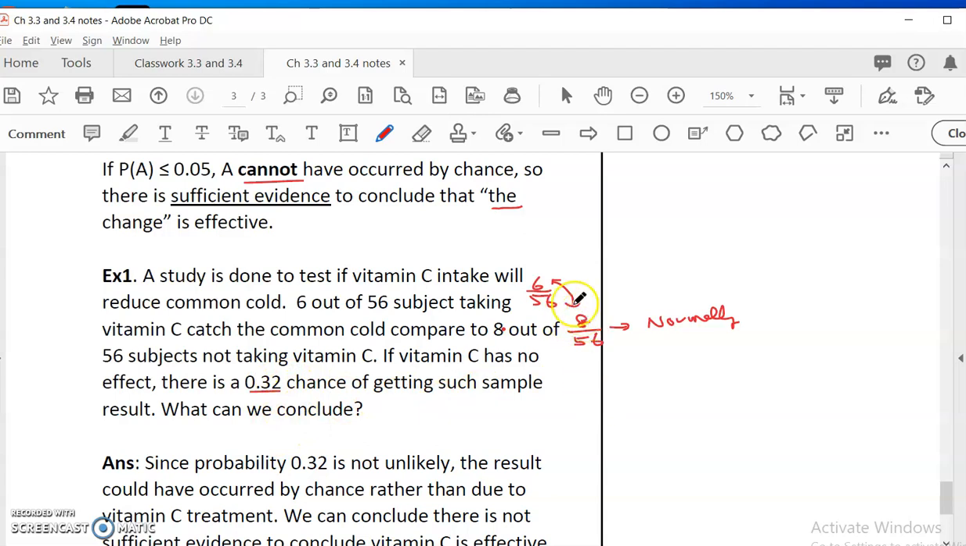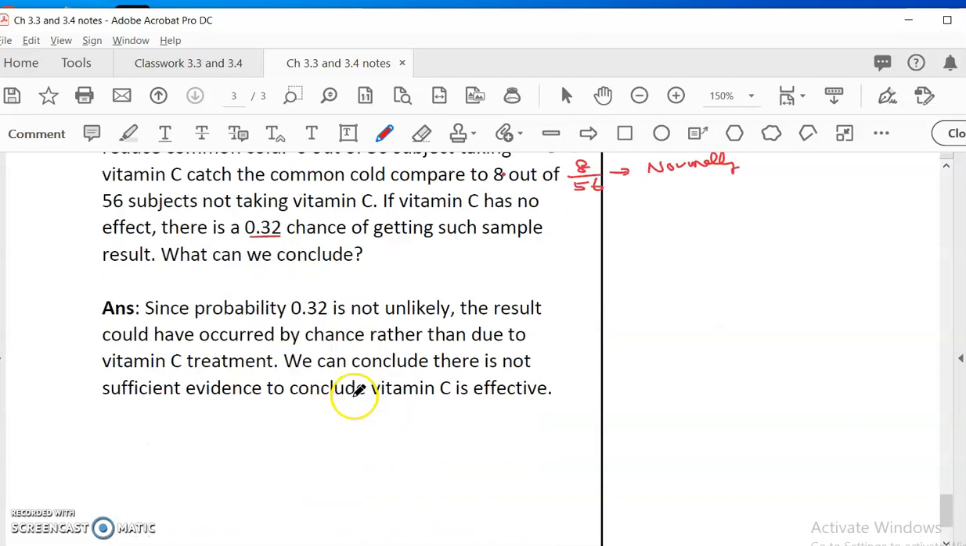The chance of getting such a low number is this. What can we conclude? Is 0.32 a rare event? No, 0.32 is not unlikely. It could just have occurred by chance. Sometimes it's 8 people, sometimes you can just have 6 people. So is the fact that 6 people caught the cold really due to the vitamin C treatment? No, it could just have happened by chance. So we conclude that there is not sufficient evidence to conclude vitamin C is effective, because it could have just occurred by chance.